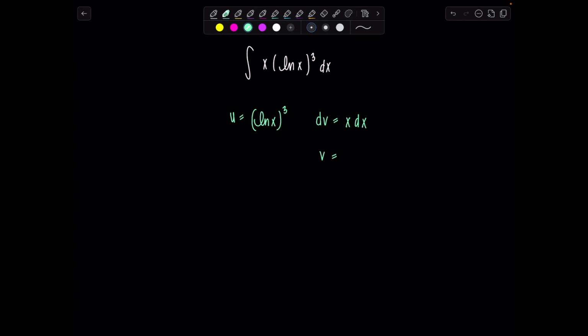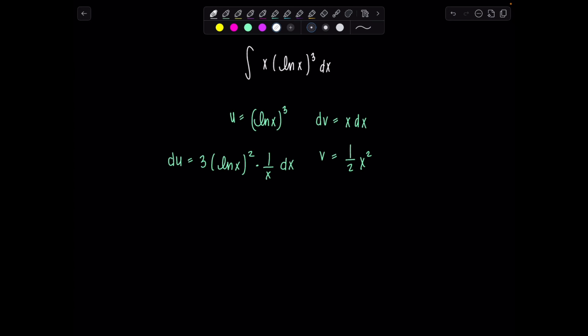Okay, so now when we find du, be careful, we have to do chain rule, right? So you bring that 3 down in the front, leave alone what's inside, change it to a 2 now, subtract 1 from the exponent, and then I have to multiply by the derivative of what's inside natural log of x, which is 1 over x, and then we have dx. Okay, and then v is pretty straightforward. Antiderivative of x is 1/2 x squared.